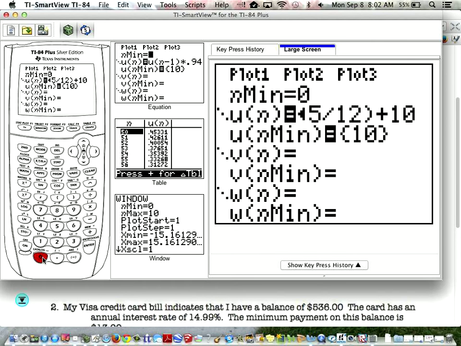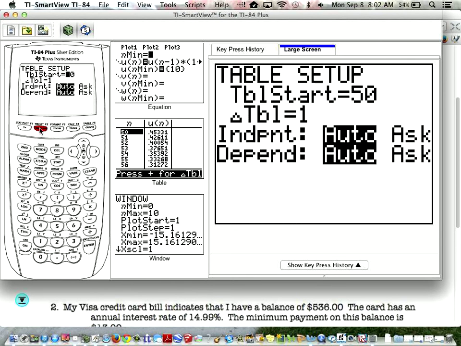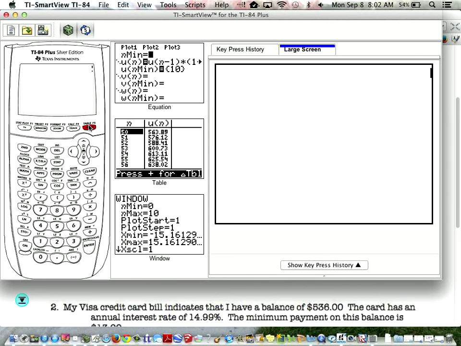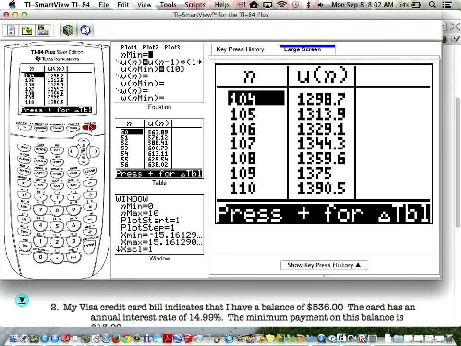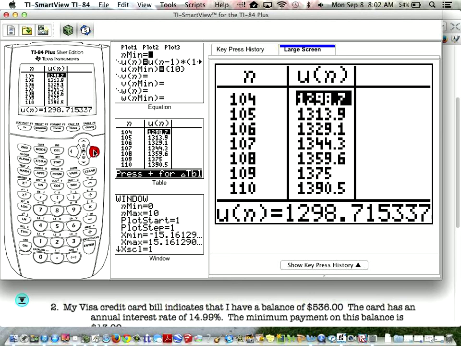So then I'm going to hit second window to go to my table set. And I'm going to type in 104, and then second graph, which takes me to the actual table, and we'll be able to see our answer. Calculator's making those calculations, so it takes a while. I'm going to highlight the actual answer, so at the bottom I can see the full decimal, and that's how much money she'd have in her account after those 2 years. So $1298.72.